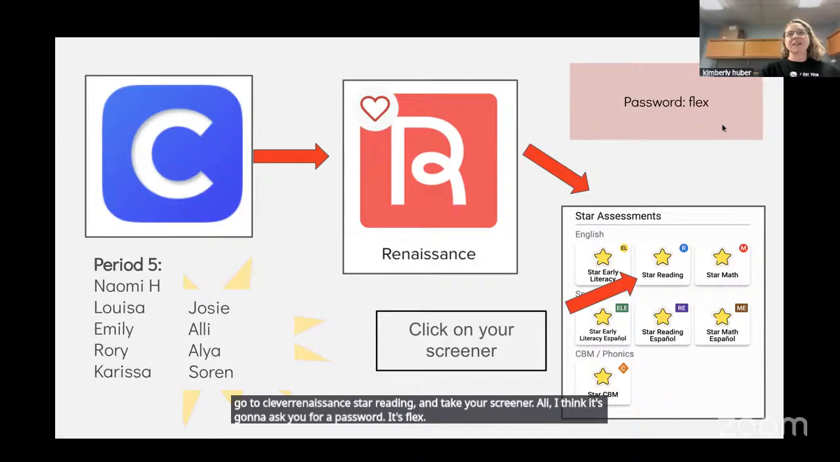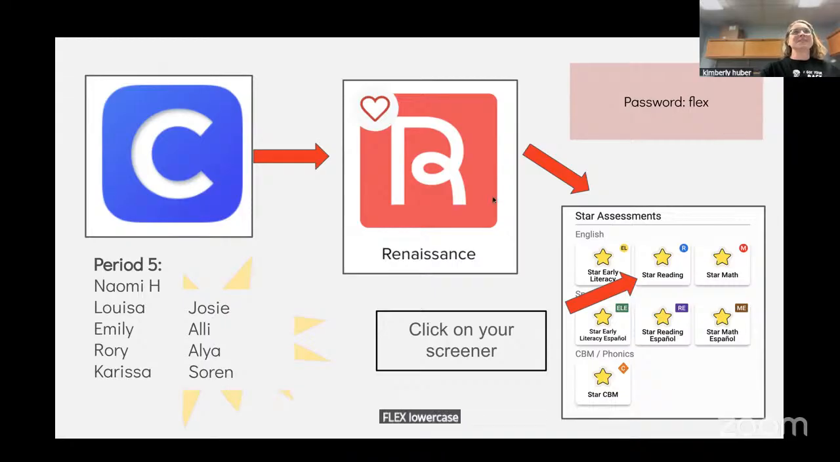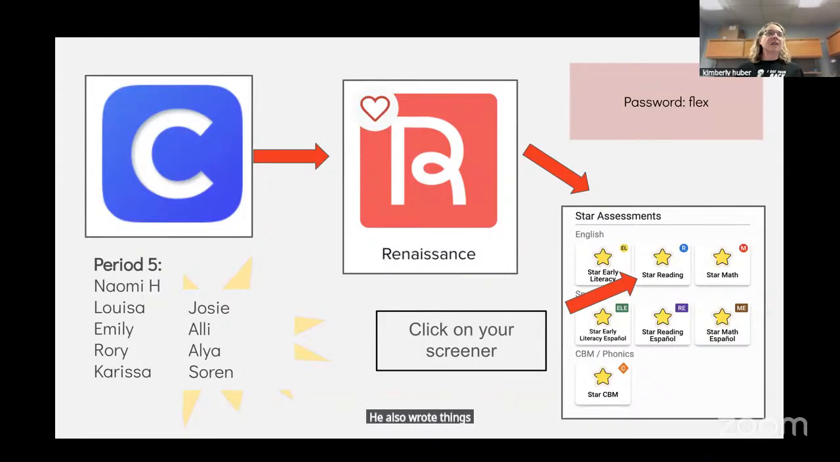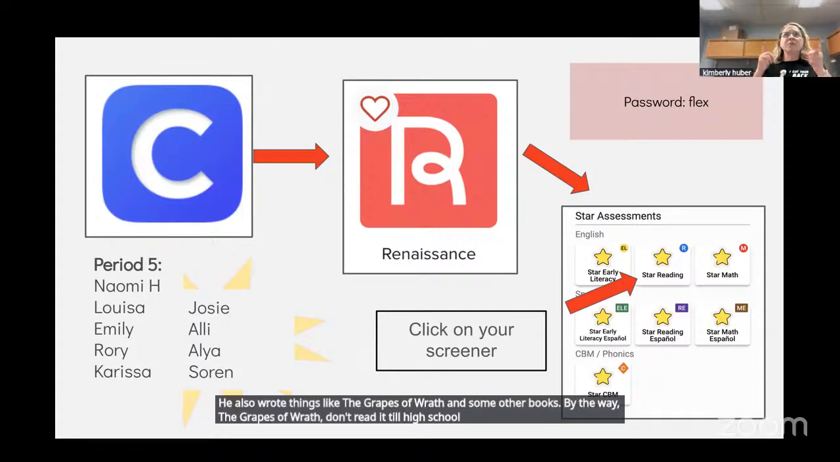It's Flex, Flex, lowercase. Ooh, Zizi gave us a John Steinbeck fact. He got a bunch of threats, so he purchased a handgun. I wonder if he took his handgun around on his travels with Charlie. But he did say he was never recognized on his trips. But he also wrote things like The Grapes of Wrath and some other books. By the way, The Grapes of Wrath, don't read it till high school or college. And if you read it, read every other chapter because the story chapters are amazing. And the informational chapters about the Dust Bowl are boring.